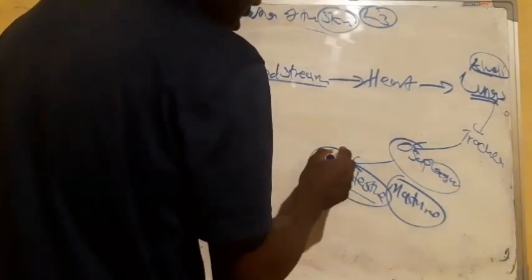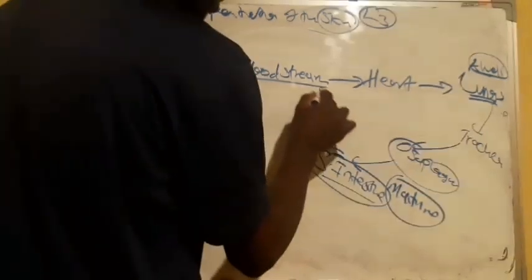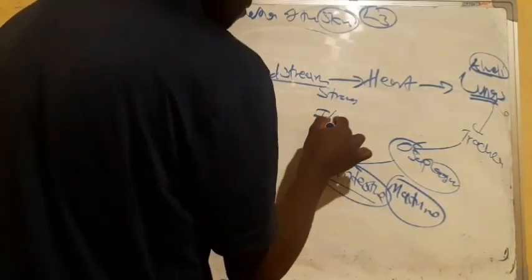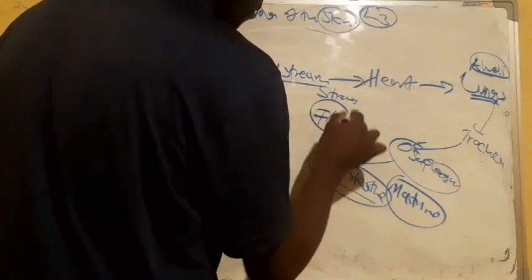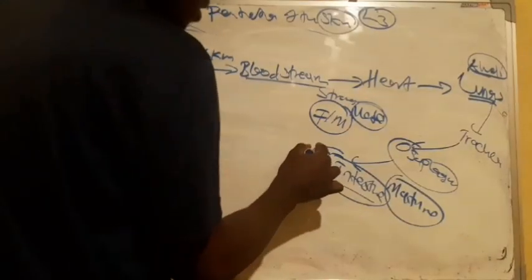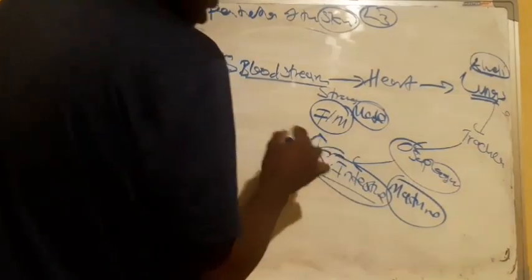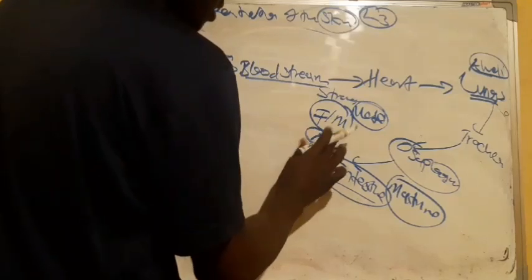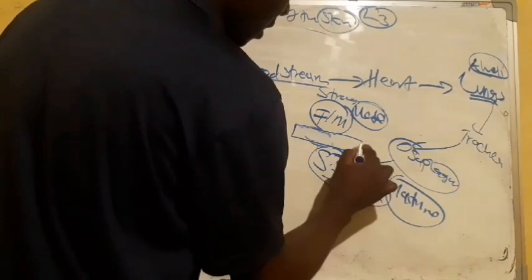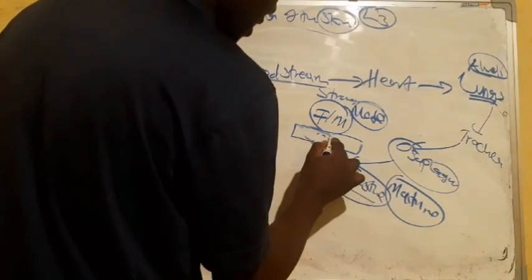The female, this is for the strongyloids. The female and the male, they mate, okay? After mating, the female penetrates the mucosa of the small intestine. So let's say this is the mucosa of the small intestine. It penetrates and lays the eggs here.